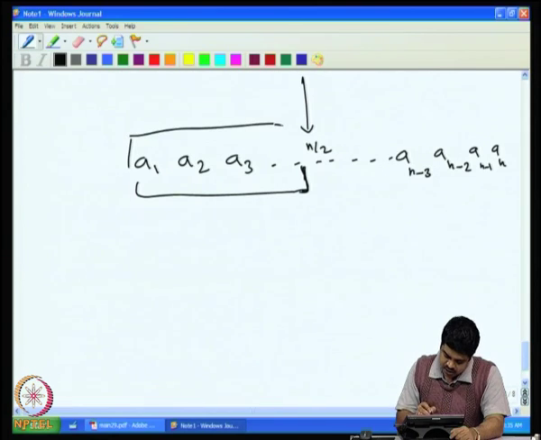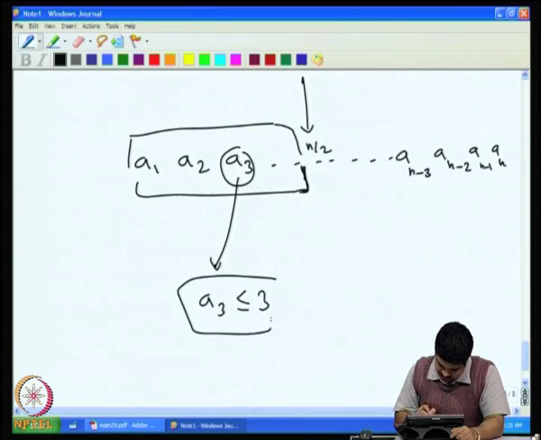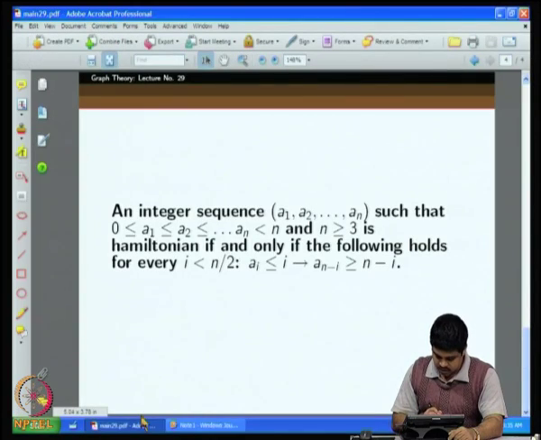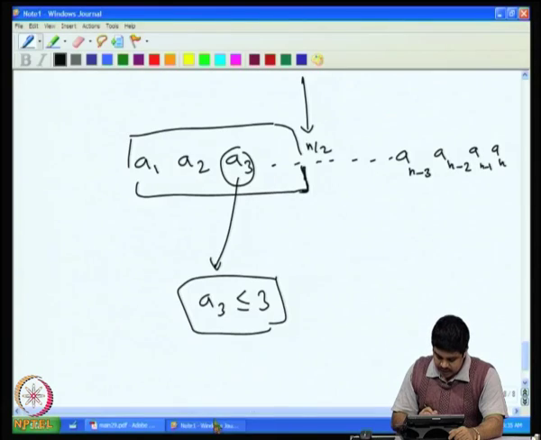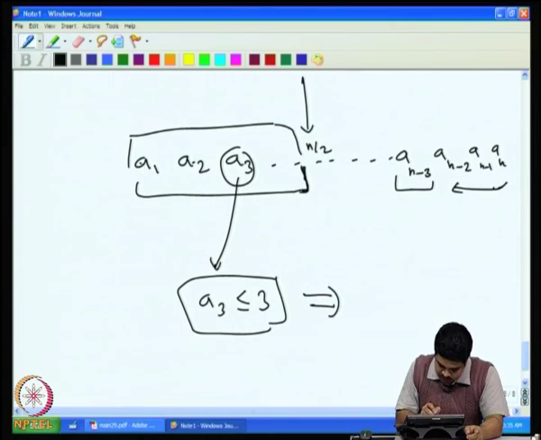You take any value here, suppose I take a3, and then ask, is a3 less than or equal to 3? The third number, is it less than or equal to 3? If it is not, then there is nothing to bother about. But suppose it is, then we should get the corresponding number a_(n-3). N minus 3 is not the third number from here, it is actually the fourth number from this side. It is not symmetric.